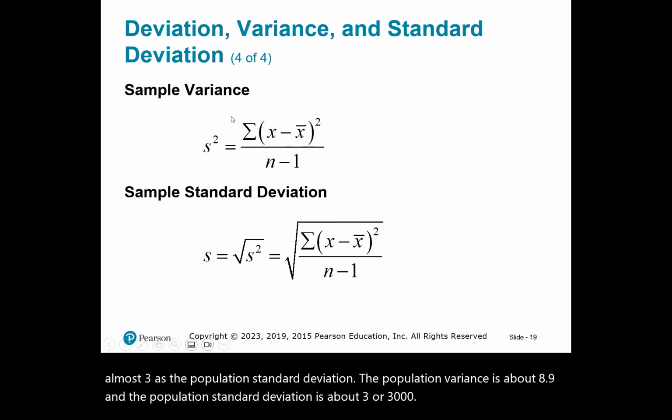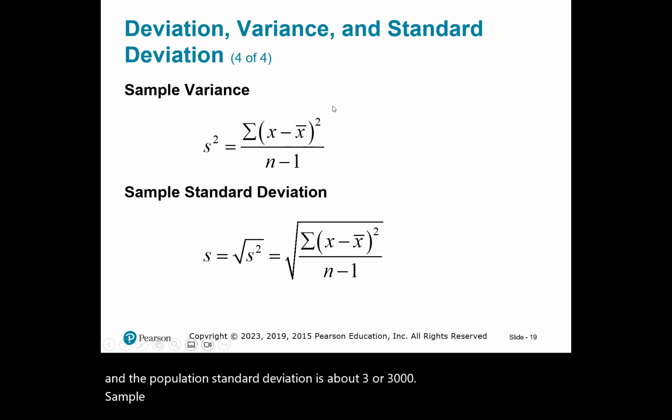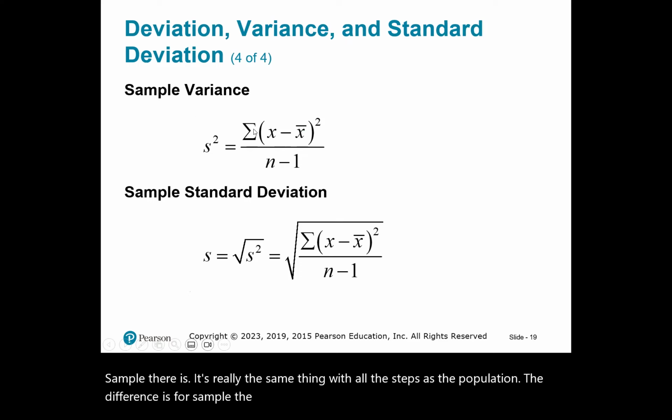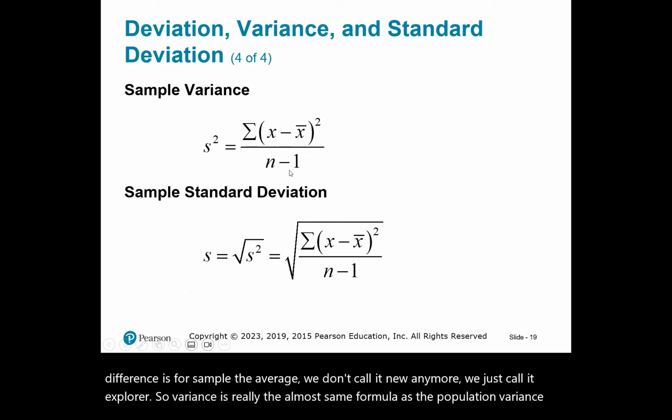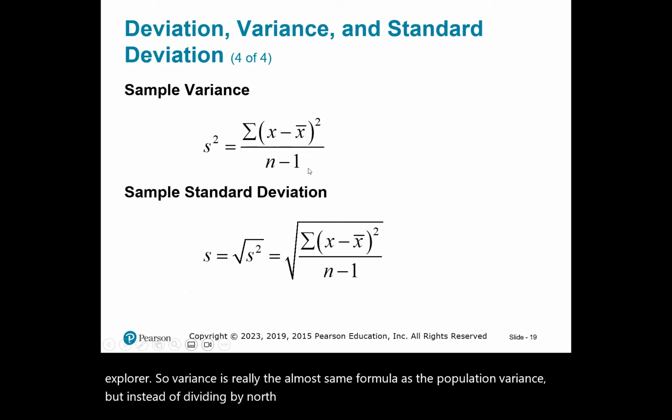Sample variance. It's really the same thing with all the steps as the population. The difference is, as you know, for a sample, the average we don't call mu anymore, we just call it x bar. So variance is almost the same formula as the population variance, but instead of dividing by n, we divide by n minus 1.